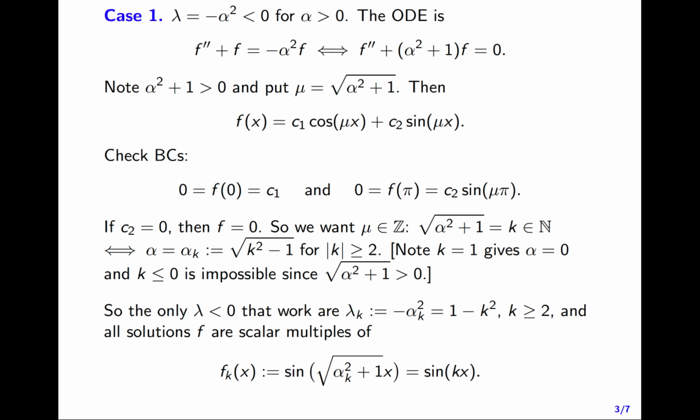So in the lambda negative case, we get a discrete set of decreasing values lambda k and functions or solutions that are always scalar multiples of sine of kx. These are the only possible non-trivial solutions when lambda is a negative number.